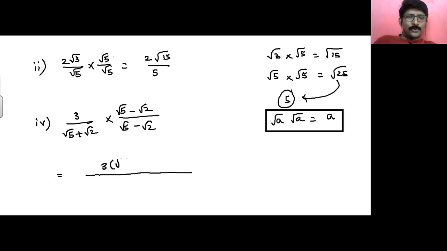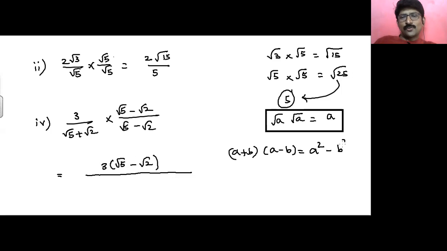So we write 3 into root 5 minus root 2 here. And in the denominator, what happens? Look at this: A plus B into A minus B. Students, please listen very carefully and pay attention to the screen. I am teaching one very important concept. So what is this? A plus B into A minus B. It becomes A square minus B square. We have already studied this in expansions. It becomes A square minus B square, isn't it?